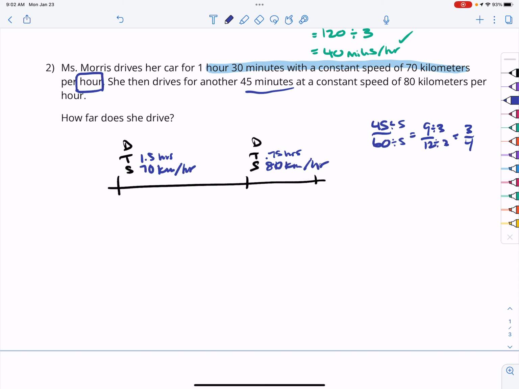So if we calculate those two distances and then add them together, that will get us our total distance here.